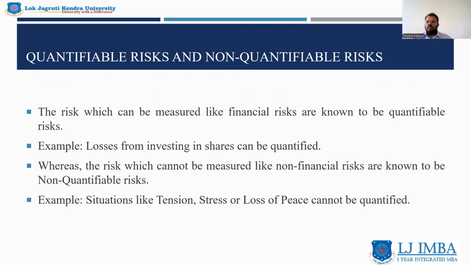Say, for example, losses that you may have to face from investing in shares or mutual funds. Risks which cannot be quantified, which are qualitative in nature, are considered as non-quantifiable risks. Situations like tension, stress, or any physical or mental problem, especially mental problem, cannot be quantified. If I am being harassed by someone, it cannot be quantified. It also differs from person to person. So those are qualitative risks in nature which cannot be quantified.